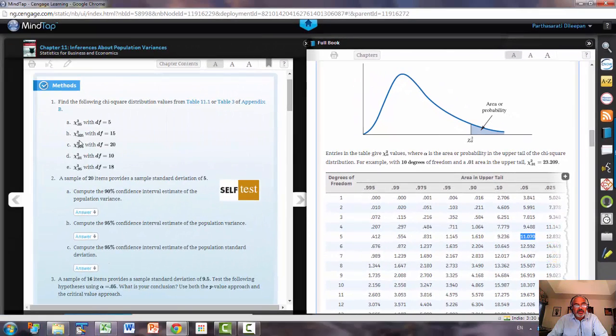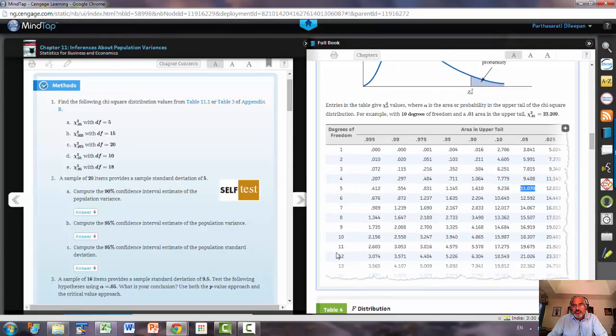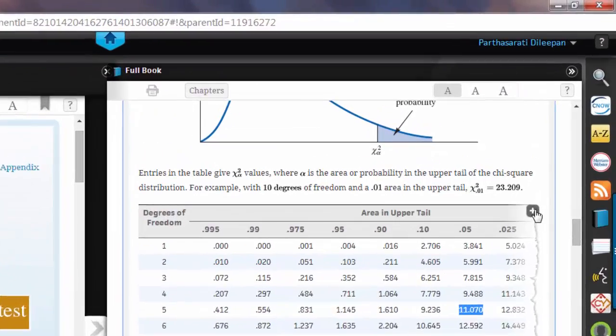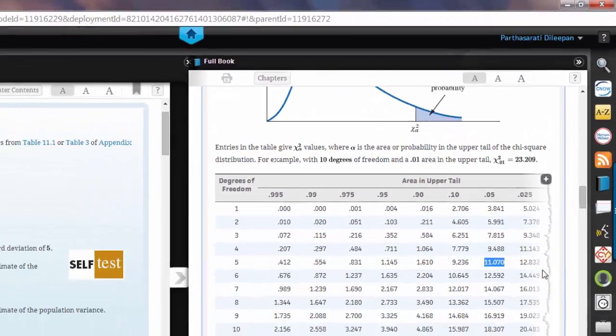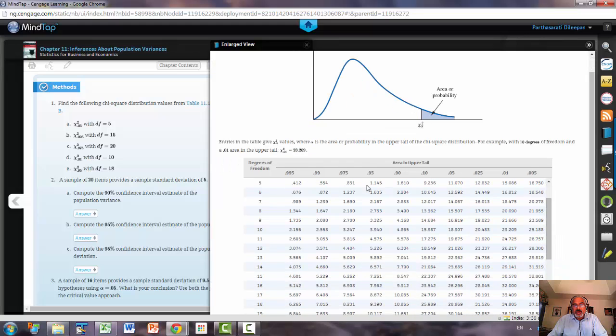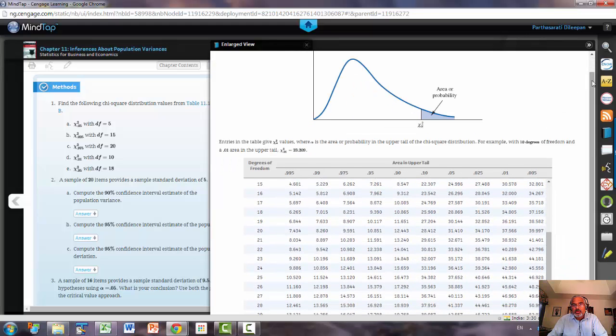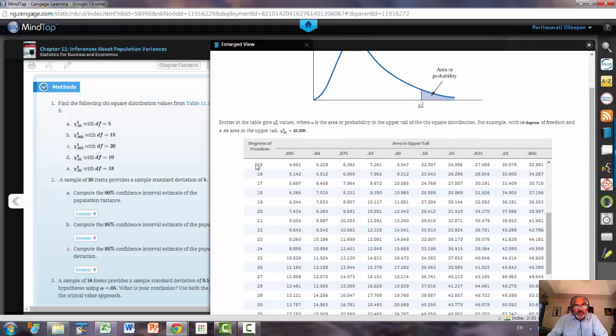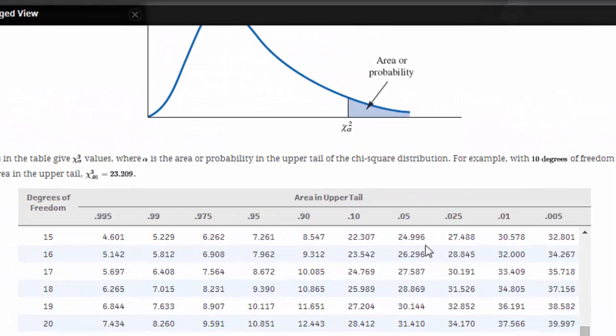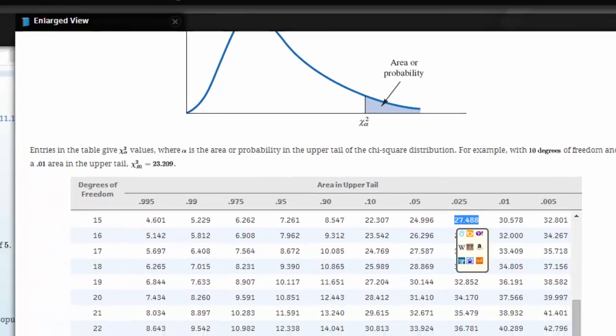Now part B, you want chi-squared of 0.025 and degrees of freedom of 15. Here we have to expand the table by clicking that plus. Now we have the enlarged table. So now you can go to degrees of freedom 15 and 0.025, which is right there. So that's the answer to that, and so on.